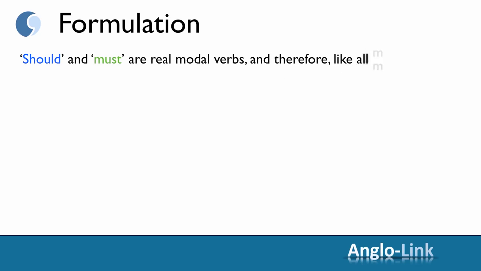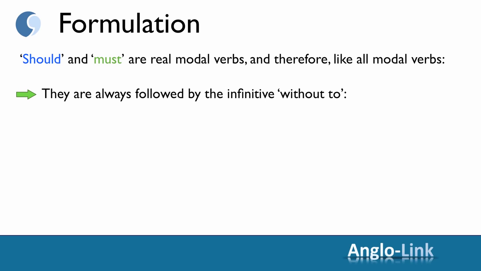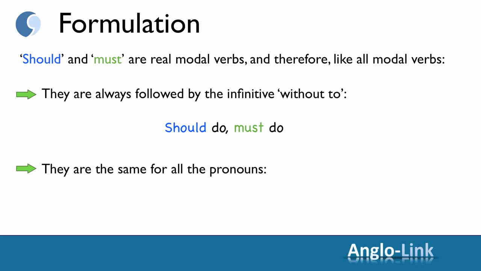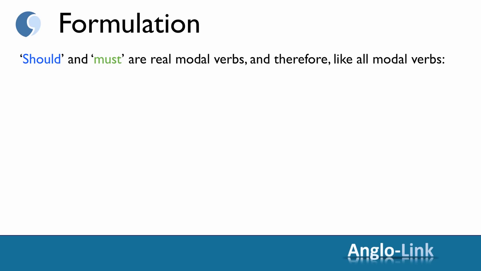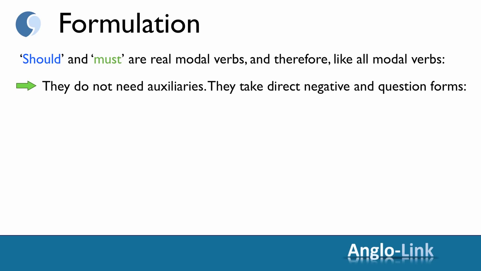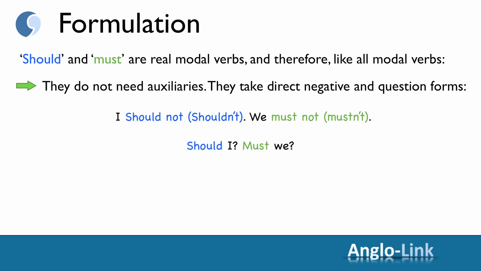Should and must are real modal verbs, and therefore, like all modal verbs, they're always followed by the infinitive without to: should do, must do, and they're the same for all the pronouns. I should, he should, it should, etc. Also, they do not need auxiliaries, they take direct negative and question forms. I shouldn't, we mustn't. Should I, must we?